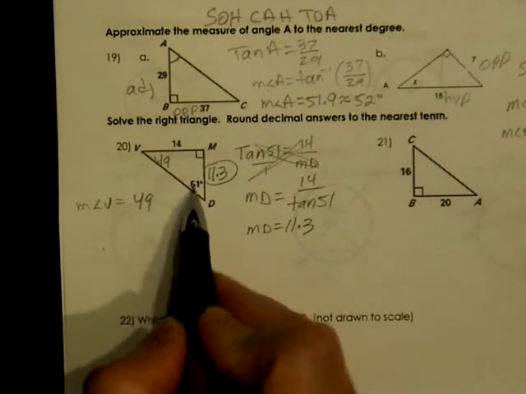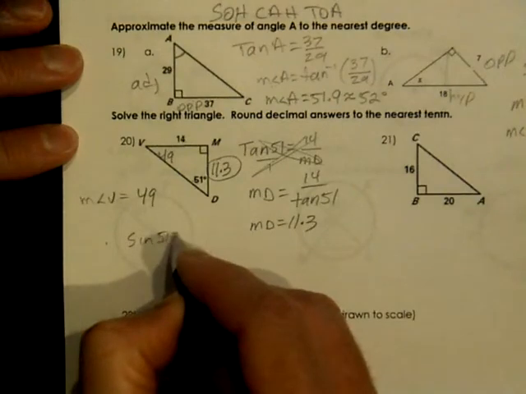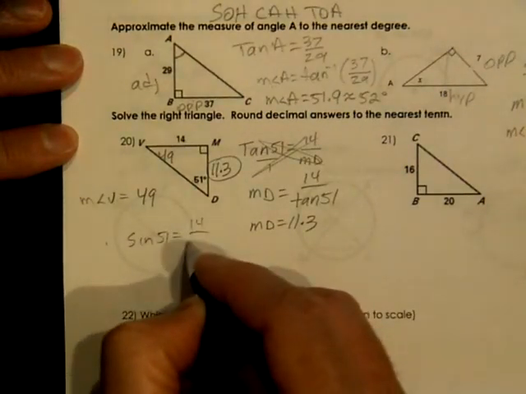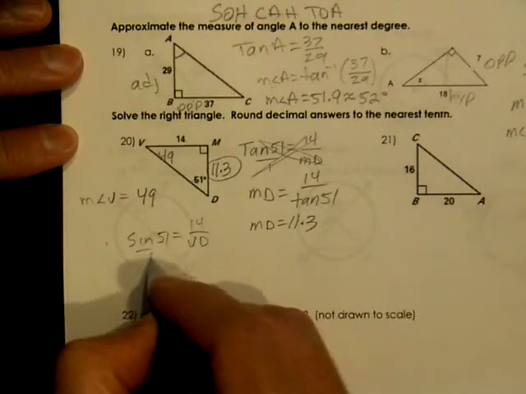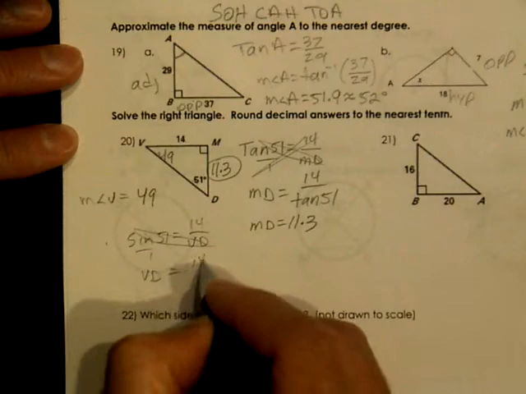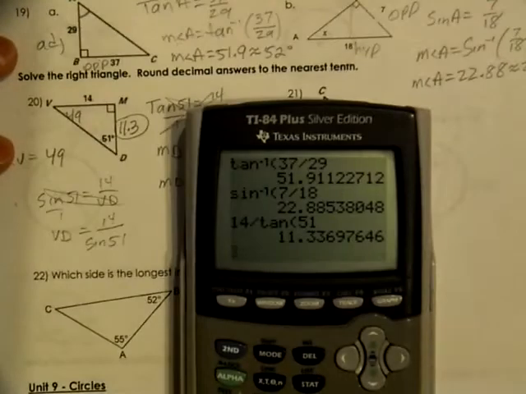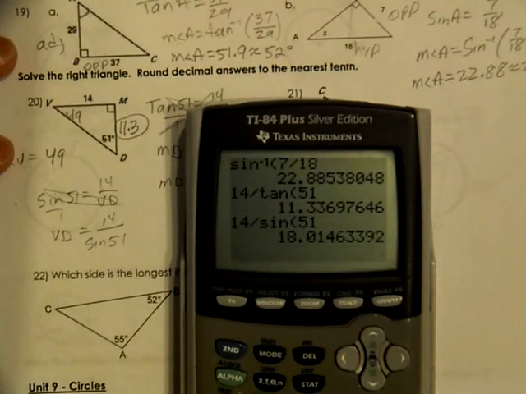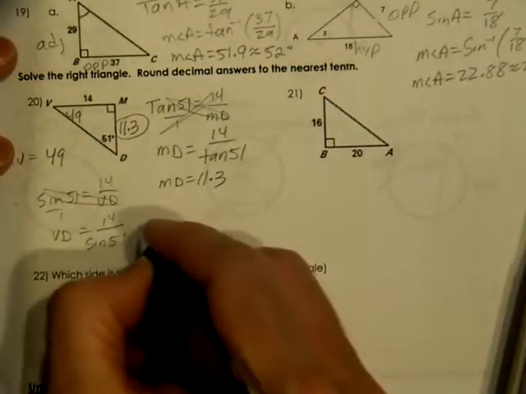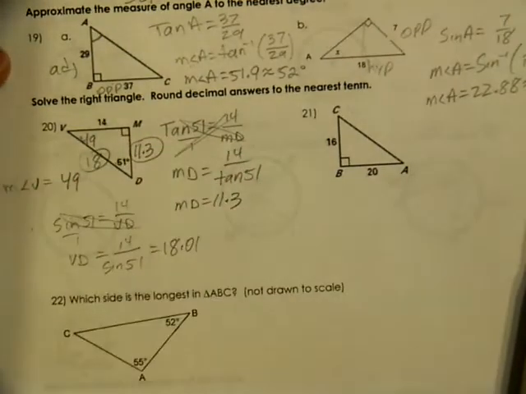And we can figure out this side by opposite over hypotenuse. And again, we switch those two. So it's 14 divided by sine of 51. That's 18.0. And that's the longest side because it's the hypotenuse.